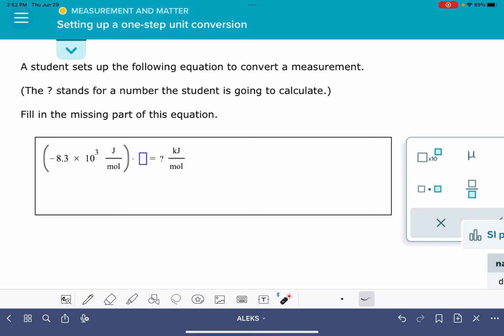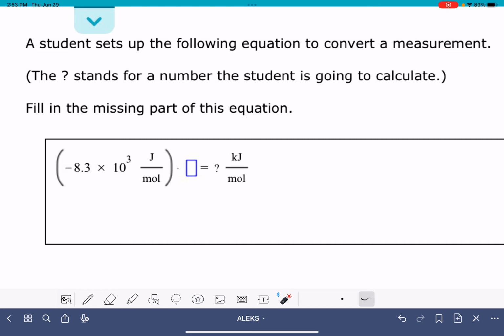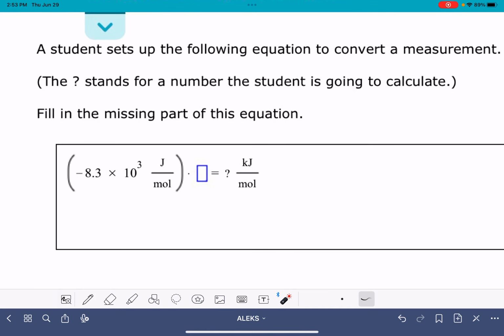It's not actually asking you to carry out any math, and I think that makes this problem a little bit confusing for some students when they initially look at it. I've flipped through a lot of versions of this problem, and they all look pretty much exactly like this.